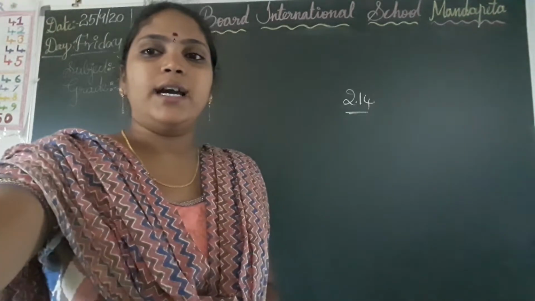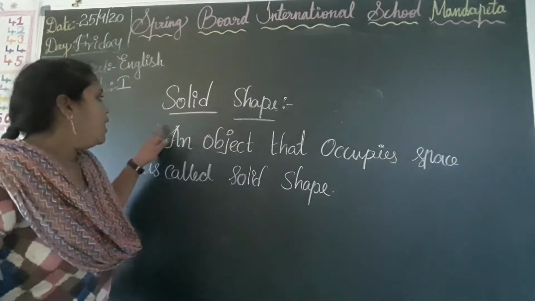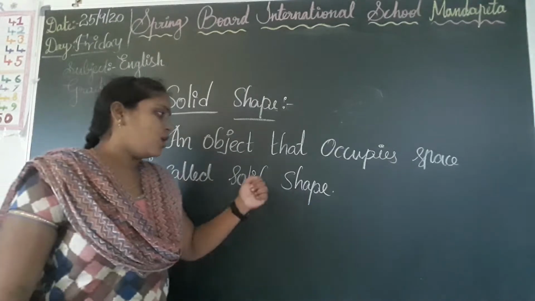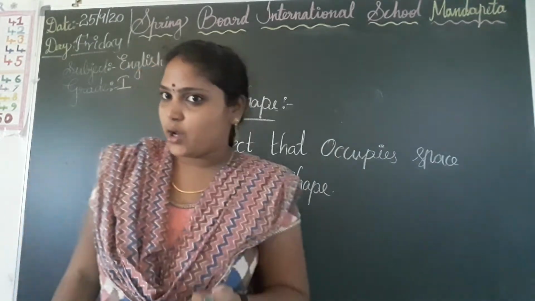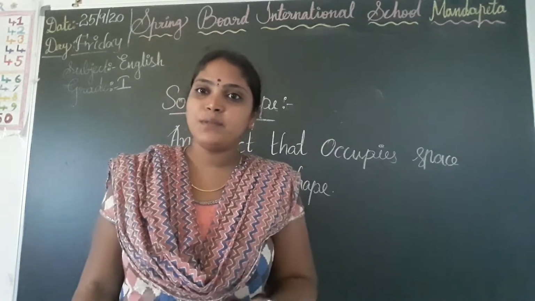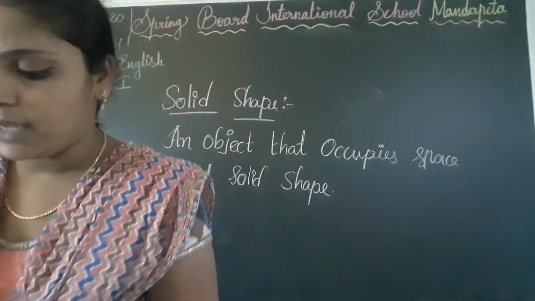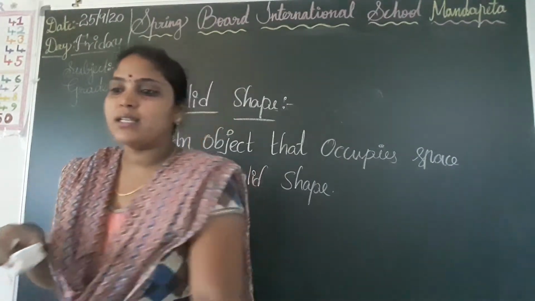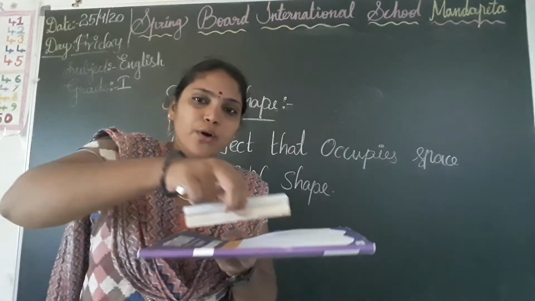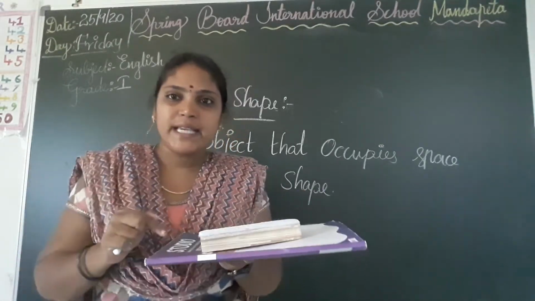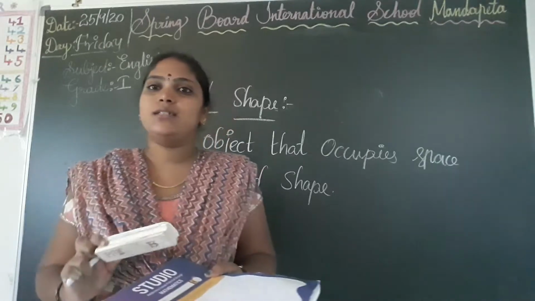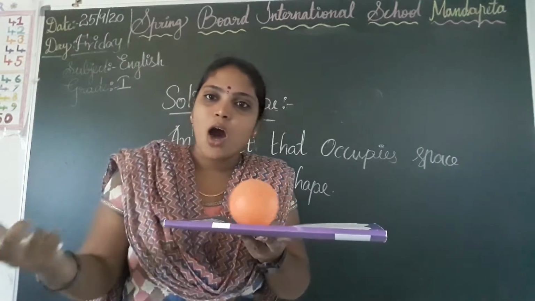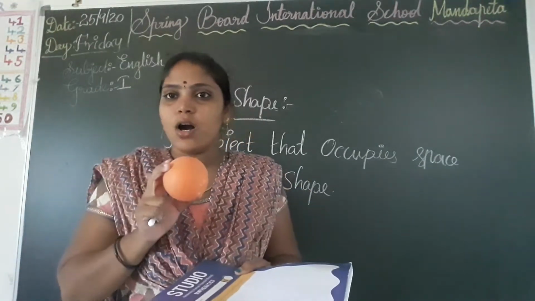Listen carefully everyone. Okay children, so here an object that occupies some space is called a solid shape. For example, so here it is a duster. So here I place this duster on the book. So here the duster occupies some space now, so it is a solid shape. And here a ball. So here the ball occupies some space, so it is called a solid shape.